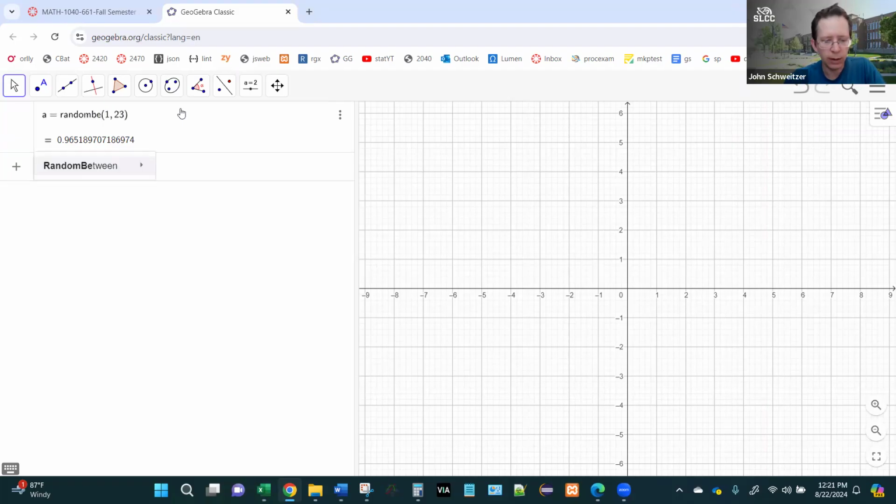I don't know why I lost the between there. Okay, so I want random between 1 and 23. So when I hit the enter button here, it's going to give me a random number. It's going to randomly select it between 1 and 23.